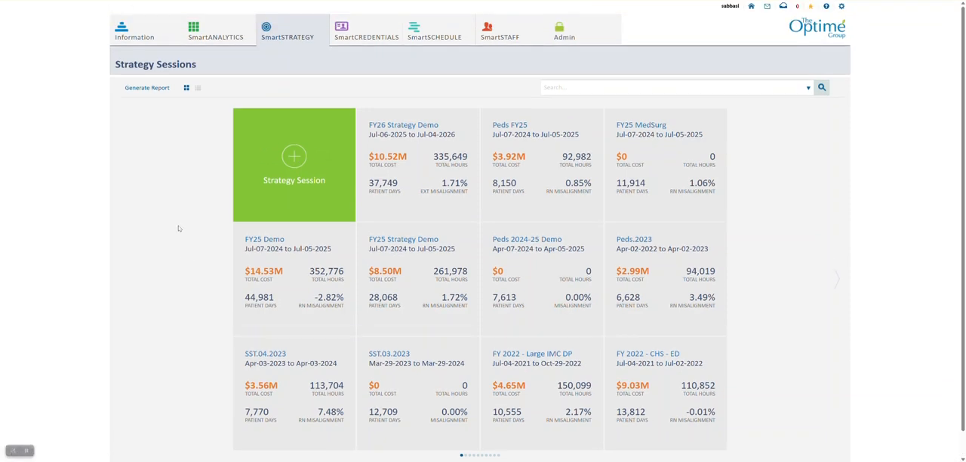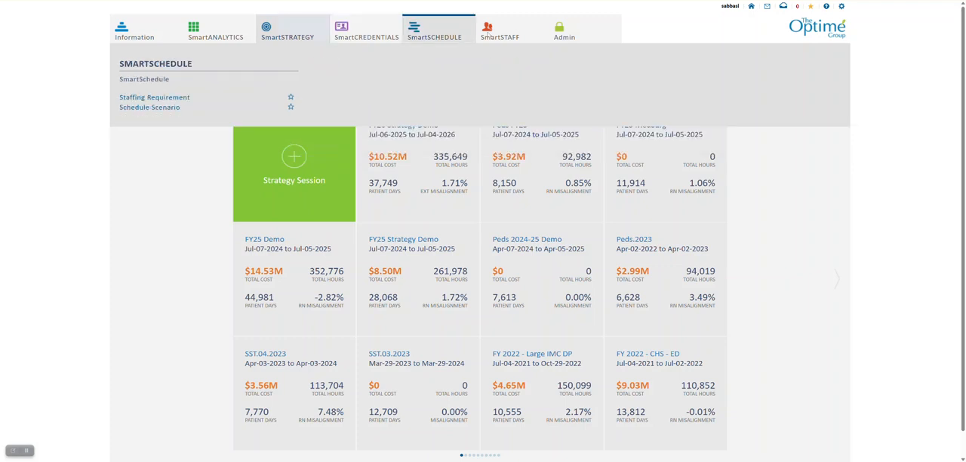All right, let me go over a demo of the Optime strategy and analytics modules. So a small amount of prep to Optime itself. It's a web-based technology. There is an operations side for the other modules, a credential, schedule, staff, etc., and a mobile app that goes along with it for the professionals to see everything about their scheduled shifts, etc. But today is just centered on strategy and analytics.